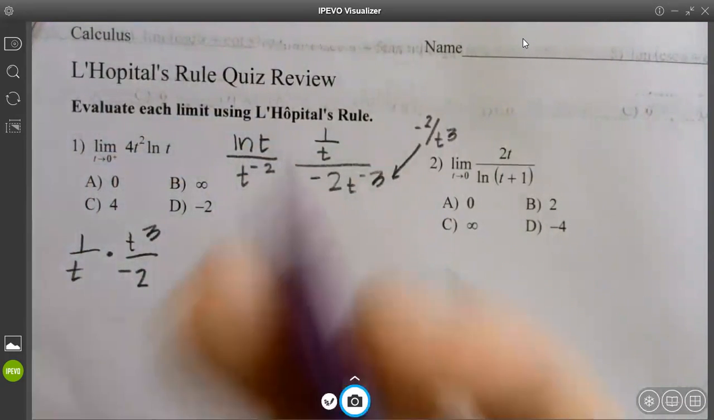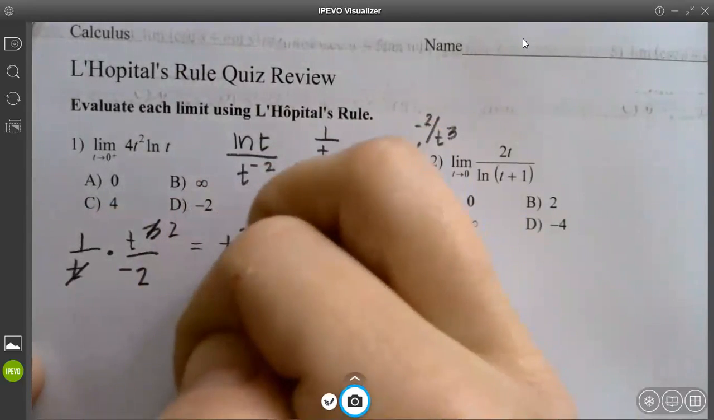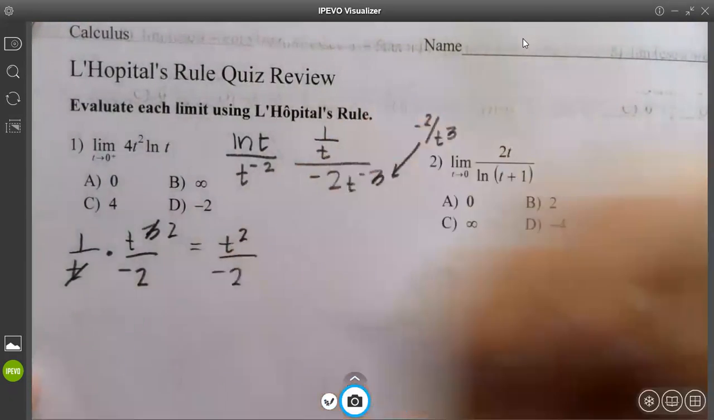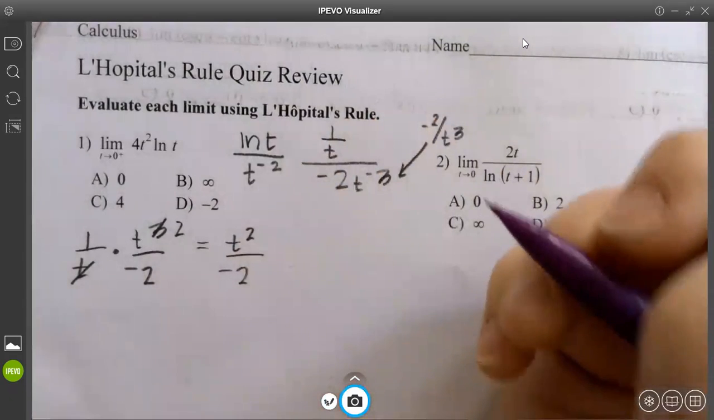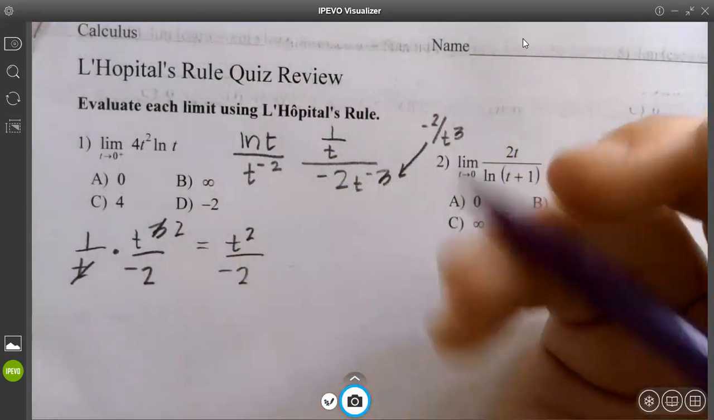Then what happens? One of your t's cancels. So we're left with t squared over -2. What do we do now? Every time you take your derivative, you want to direct substitute. So we're going to try it. If it gives you the indeterminate form, take that derivative again. There's nowhere on the sheet that you had to take a second derivative. So if you did that, you didn't have to.